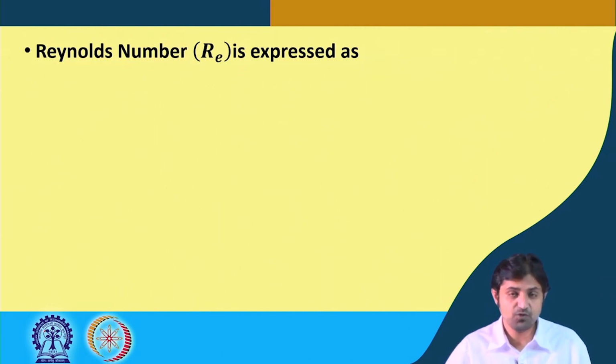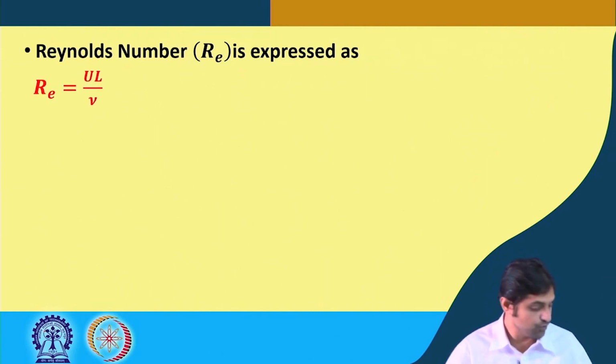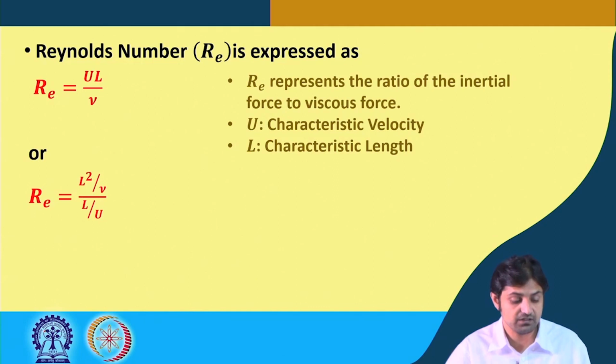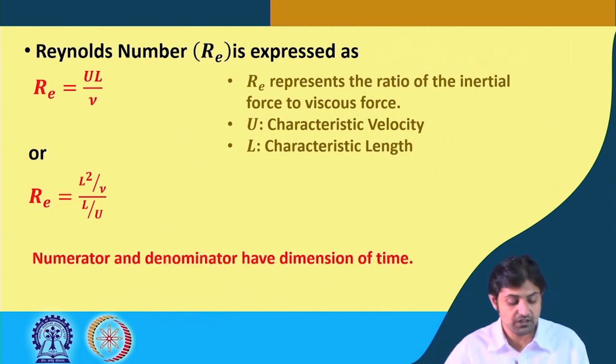So in this modeling, Reynolds number is expressed as UL by nu, where Re represents the ratio of the inertial forces to viscous forces. U is the characteristic velocity, L is the characteristic length, or Reynolds number can also be written as L square by nu divided by L by U. Numerator and denominator both have dimensions of time.